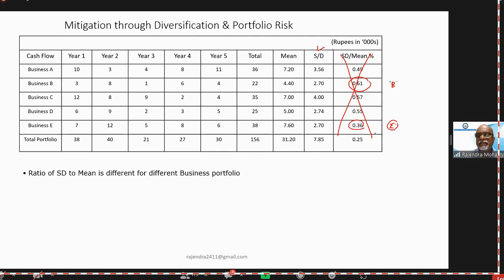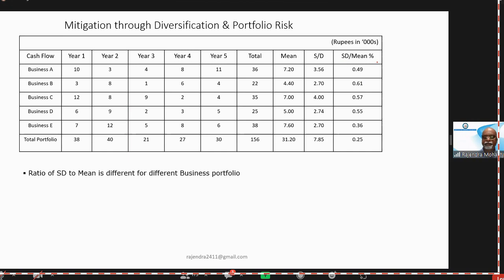A third thing, some question might be asked: after diversification, what is the total portfolio risk, how much has it reduced? So you can say that if the first business was 49%, now it is 28%. So you can say that after diversification the risk has come down to 25%. This type of questions will be asked. So you have to know how this risk percentage is arrived at. It is nothing but the standard deviation to the mean multiplied by 100. That is the standard deviation mean percentage.